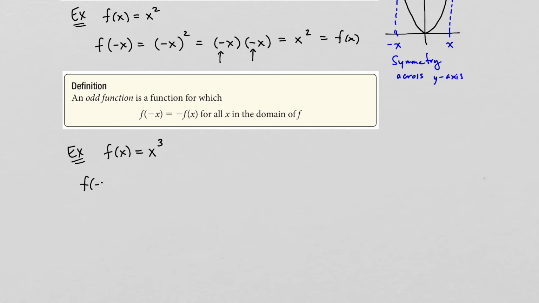So if I do f of negative x for this function, it means to take negative x and raise it to the third power. And if we do that, we get negative x times negative x times negative x. Now, two of these negatives cancel out, but we still have a negative left over. And so what we have here is negative x times x, which is x cubed. And since x cubed was our original function, what we have here is negative f of x.